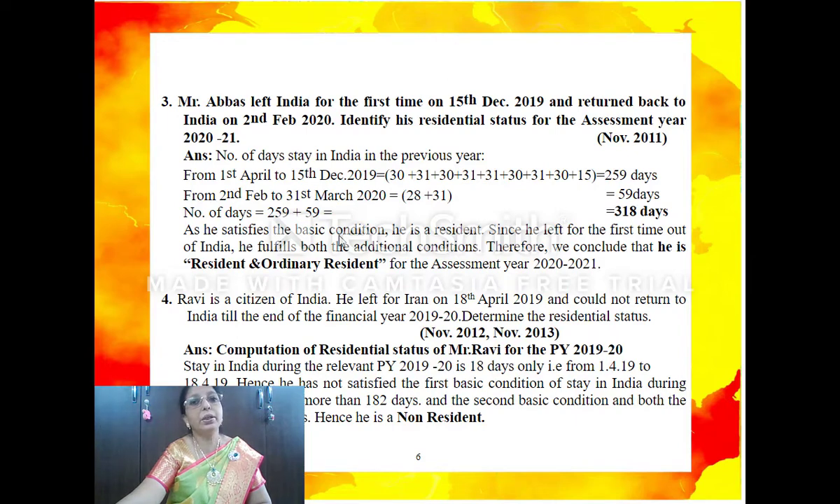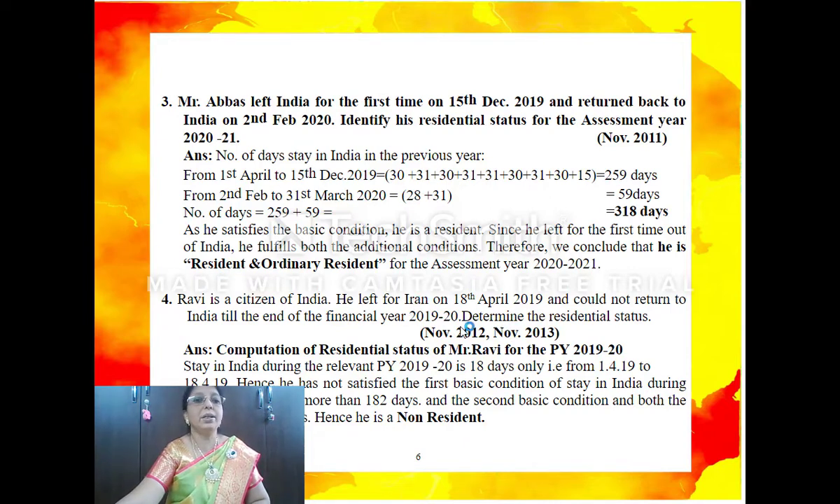First time he is going only in December 2019. So till that he is here. So as far as 2 out of 10 years, he will surely fulfill. And also in 7 years prior to the previous year, 730 days, he has been here only till 2019. So 730 days will surely be there. So he fulfills the second additional condition also. So he is a resident and ordinarily resident.